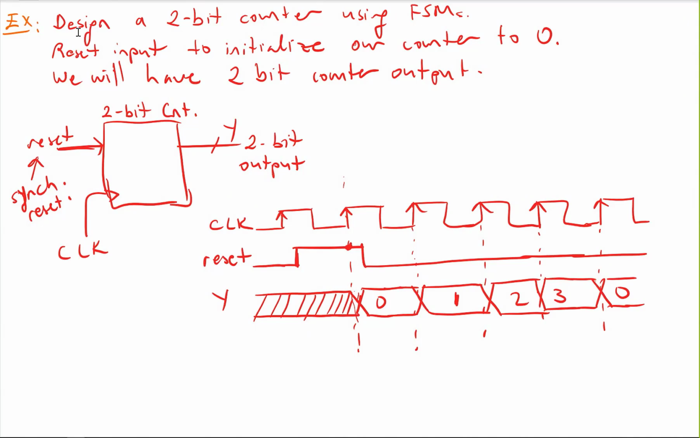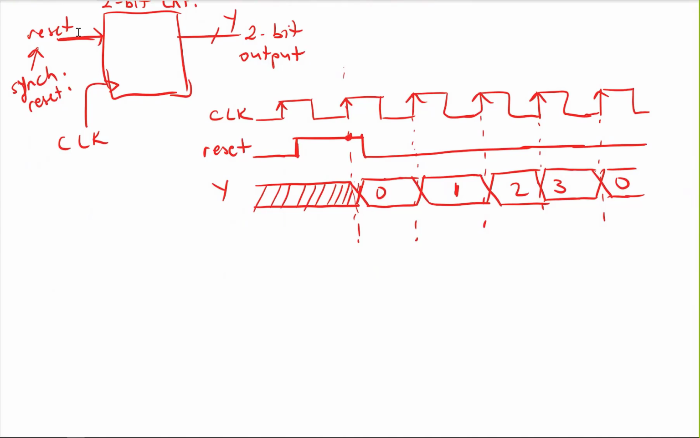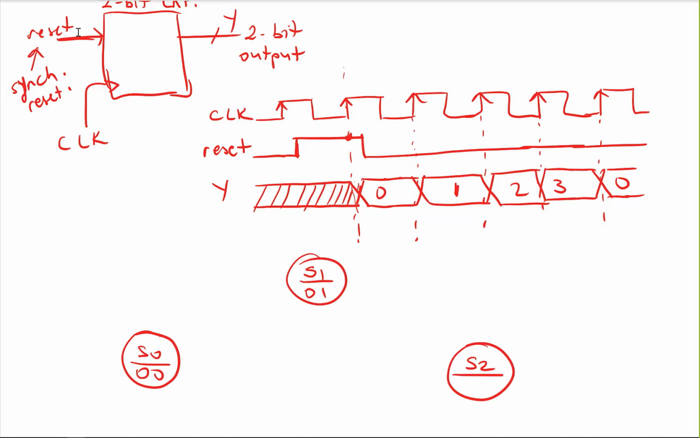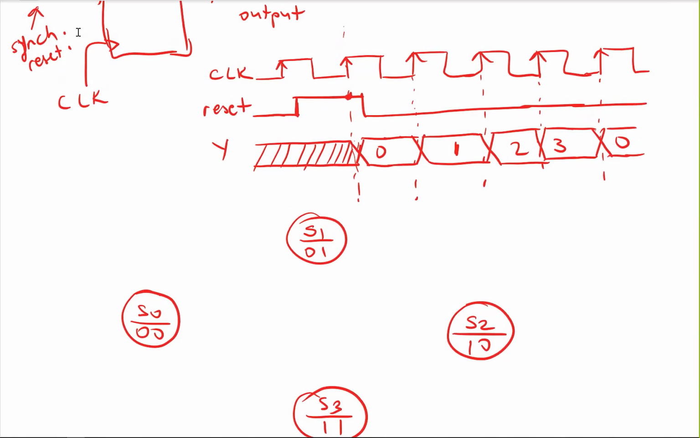So if I look at this timing diagram, what do I see? I have 4 different states, right? I can draw my state diagram. So this is my S0, and I will say this is 0, 0. And I have a state S1, 0, 1. I have a state S2, 1, 0. And another state, S3, 1, 1. Right? So I have an input of reset.